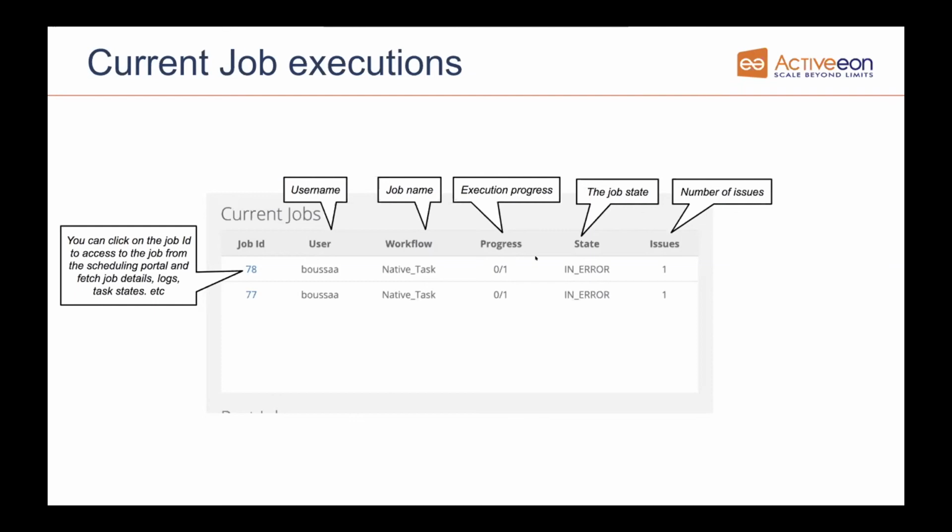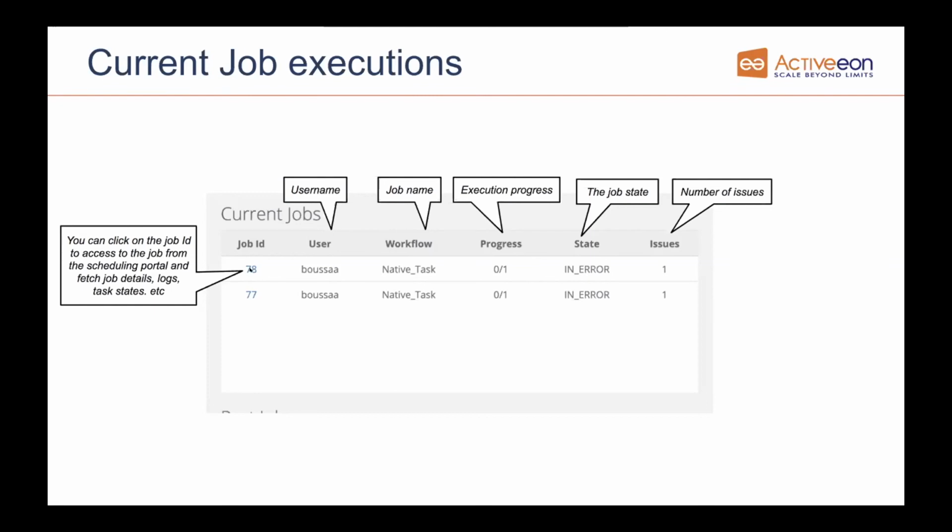Okay, and you can see also the state of the job. So here we have in error. So we have an issue in the execution, and the number of issues is 1. So here we need to investigate why. To know the reason or the root of the error, you have to click here to go to the scheduling portal to see the logs and the output of the execution.